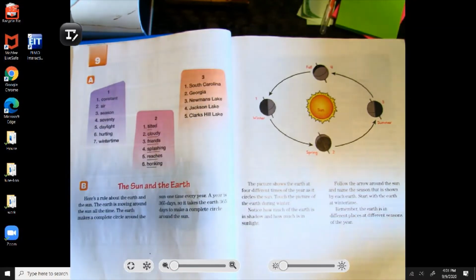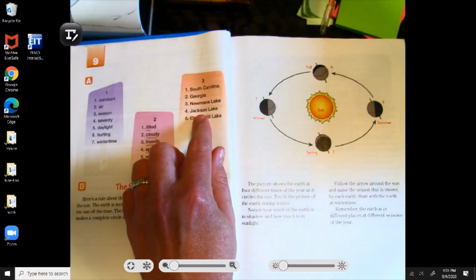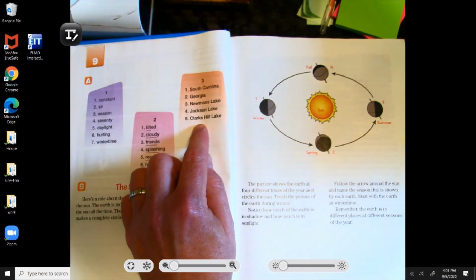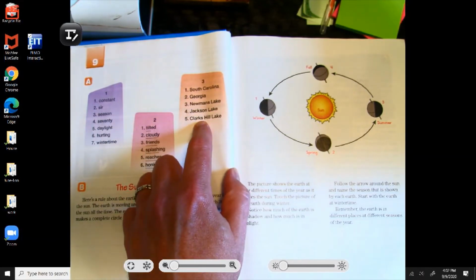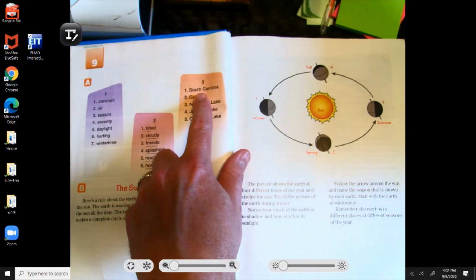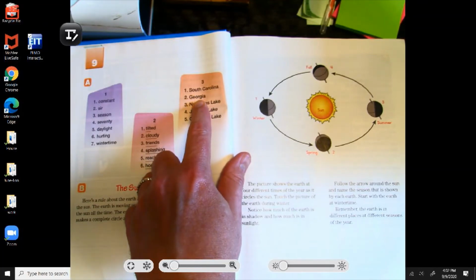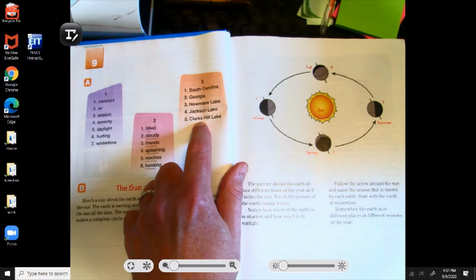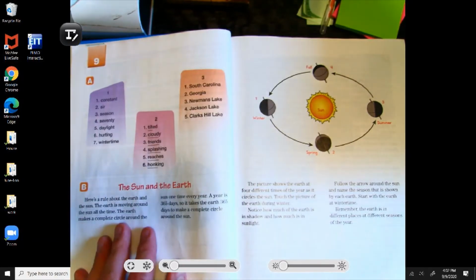Number 4, that place is Jackson Lake. What place? Well done. And number 5, that place is Clark's Hill Lake. What place? Great. Let's do all of column 3 the quick way. We're back up here at the top. Ready? South Carolina, Georgia, Newman's Lake, Jackson Lake, Clark's Hill Lake. Readers, if you need to pause for a moment and read any of those vocabulary words and practice them, go ahead. And then we'll move to part B.